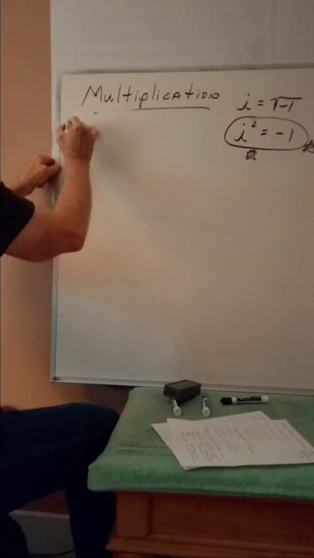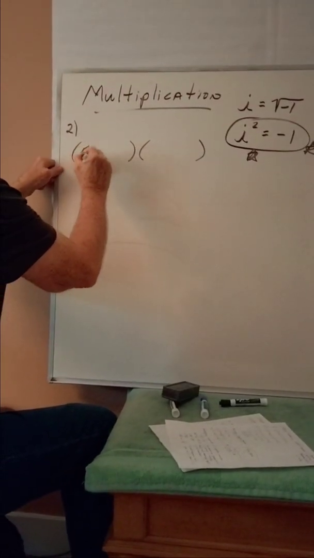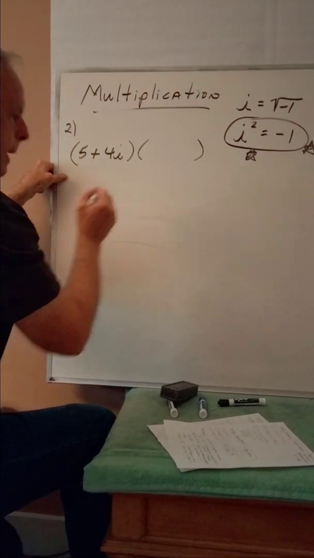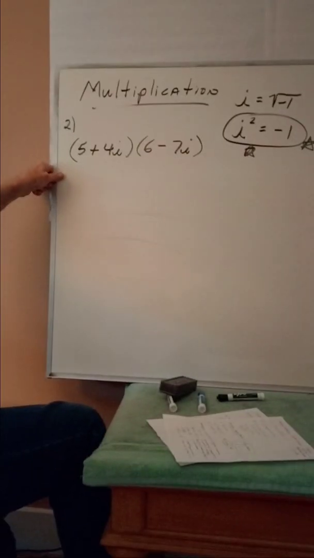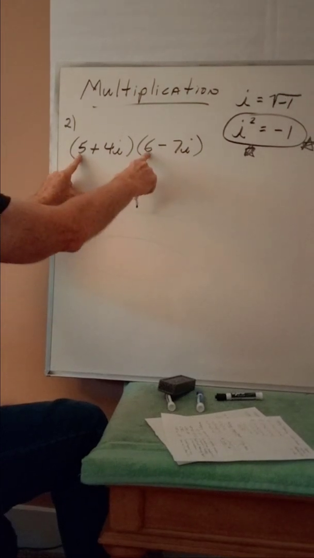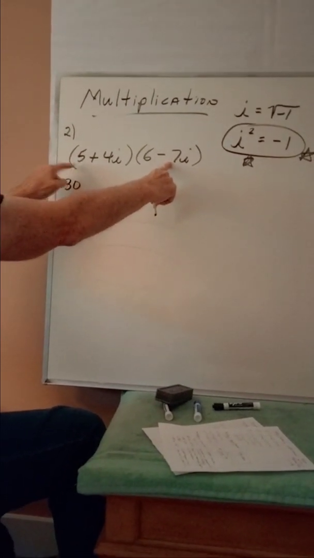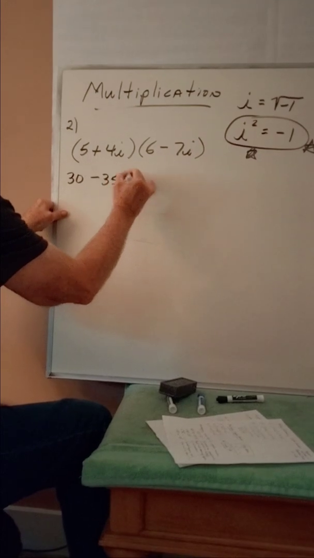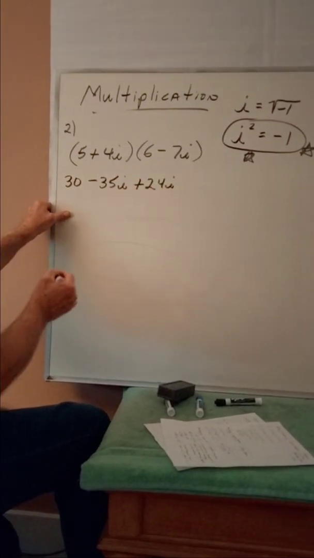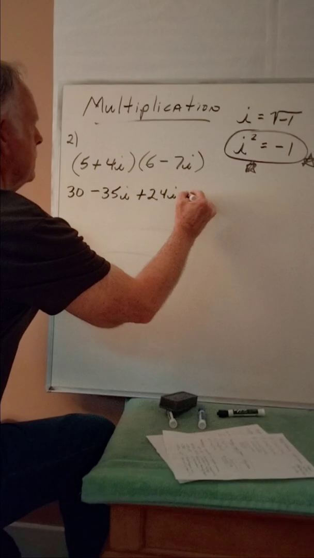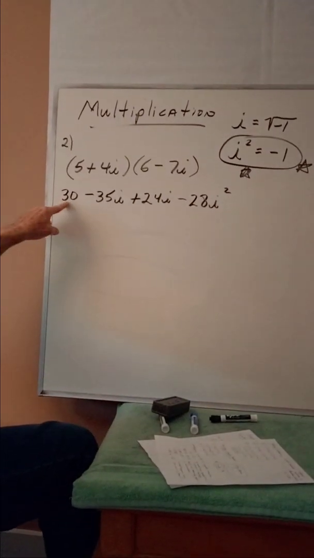Item 2, we'll FOIL the quantity of 5 plus 4i times the quantity of 6 minus 7i. We'll do first, outer, inner, and last. First is 30. Outer, positive times negative, -35i. Inner, positive 24i. Last, -28i squared. Bring him down.